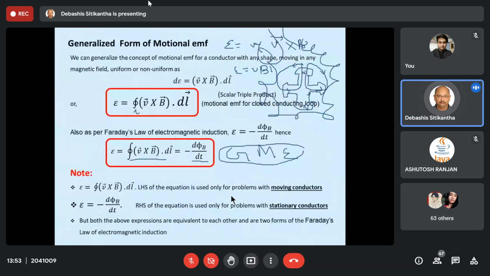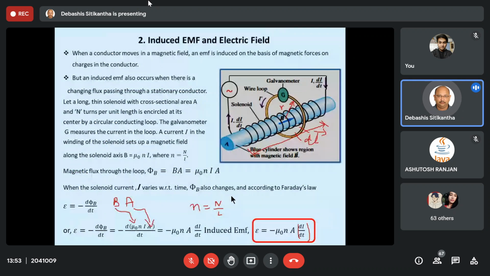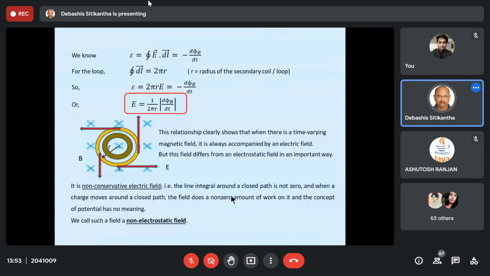Now the same thing is also happening over here even in case of induced EMF. So over here also we can see that E vector is 1 by 2 pi r times the change in the magnitude of your magnetic field. So in this way we can conclude it.